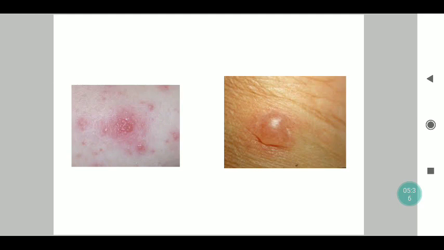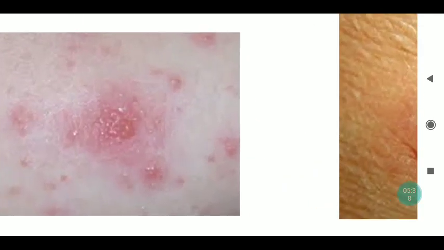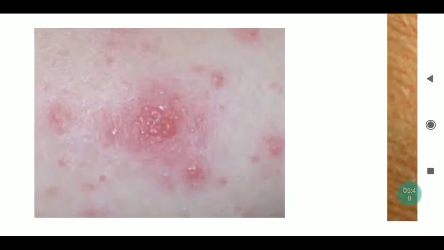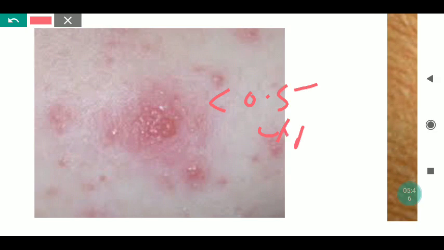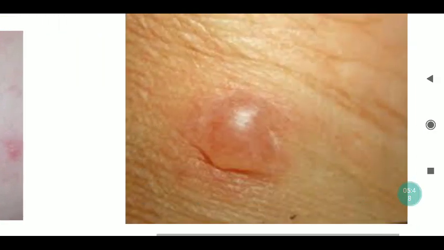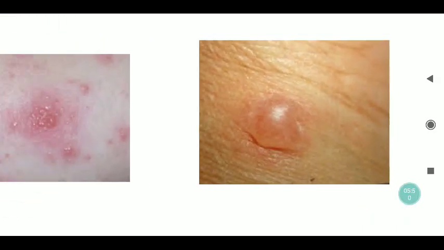Typically what you see here on the left side are vesicles, multiple lesions which are small, and size is less than 0.5 centimeters. Whereas in the image on the right, you see a solitary lesion more than 0.5 centimeters, which is a bulla.